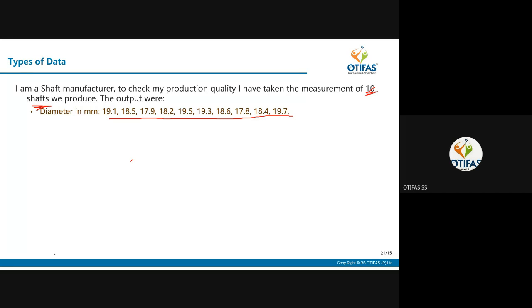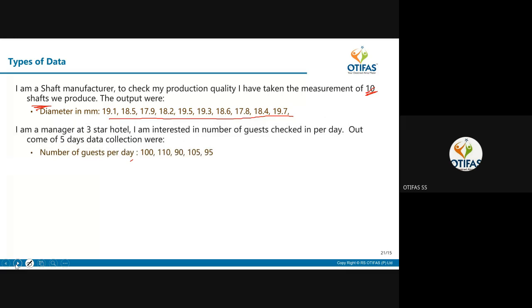This is one scenario. Let's see another scenario. Now you are a manager in a 3-star hotel and you are interested in the number of guests checked in per day, and your outcome for 5 days comes like this: 100, 110, 90, 105, 95, etc. Now tell me, what is the similarity between these two data types and what is the difference?